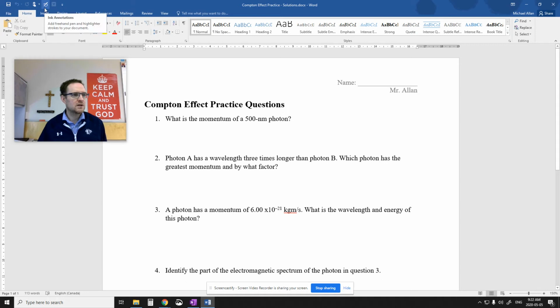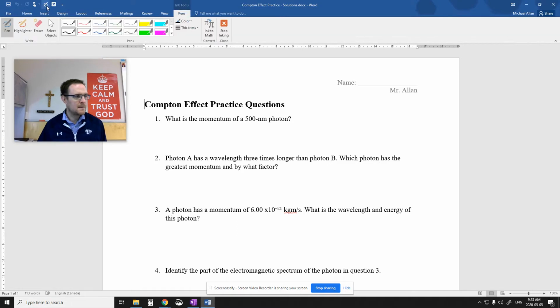The Physics 30s. Okay, so we're going to go with the Compton effect practice questions here. Just like in the lesson, even though photons don't have any mass, they do have momentum, right? Because they have what we call a mass equivalency to their energy, because essentially mass is just energy behaving differently. So let's figure this out. What is the momentum of a 500 nanometer photon?